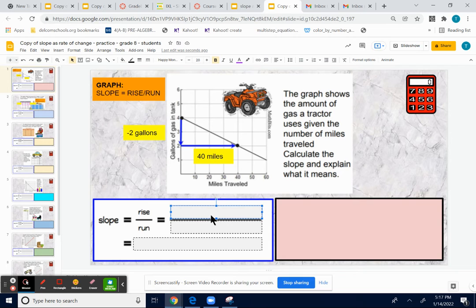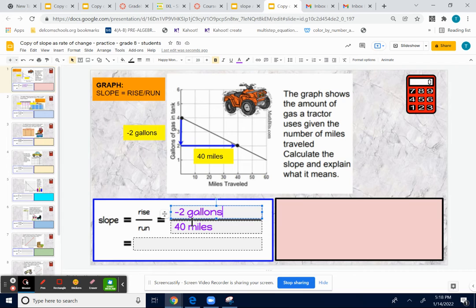So my rise, I'm going to type it in here, negative 2 miles. Gallons, 40 miles for the run. I did this wrong. Negative 2 gallons for the rise and 40 miles for the run.